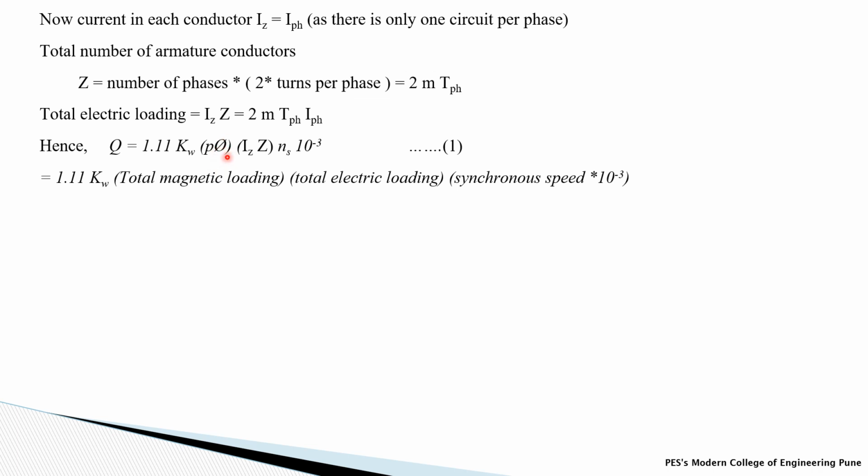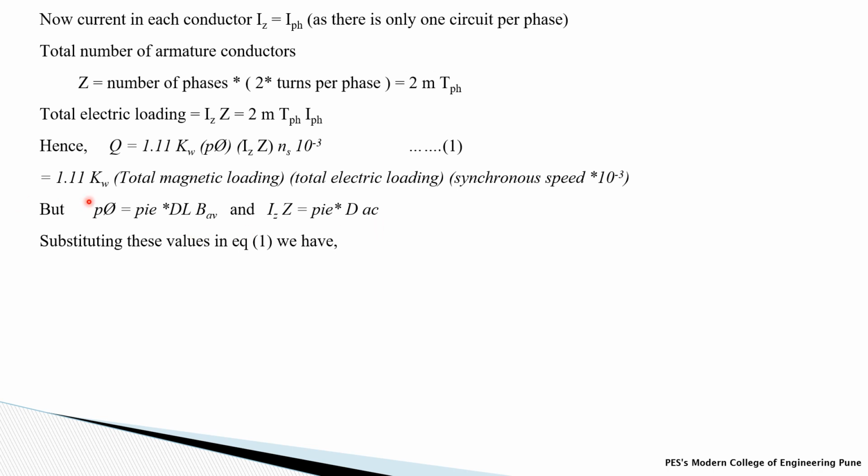We can consider that P phi is nothing but the total magnetic loading, and Iz into Z is nothing but the total electrical loading. So our equation becomes Q is equal to 1.11 Kw into total magnetic loading into total electrical loading into synchronous speed into 10 raised to minus 3. P phi we can calculate with the help of geometry, that is pi into D L into the average flux density, and Iz into Z, the electrical loading, we can calculate with the help of geometry as pi into D into AC, that is ampere conductors. So we can substitute this electrical and magnetic loading in equation number 1.